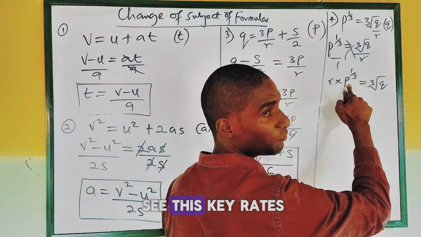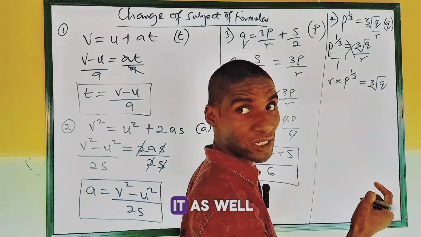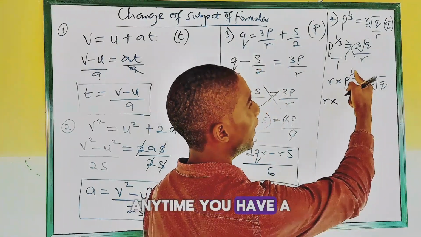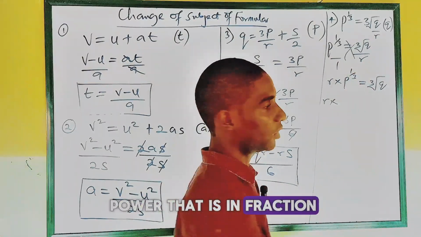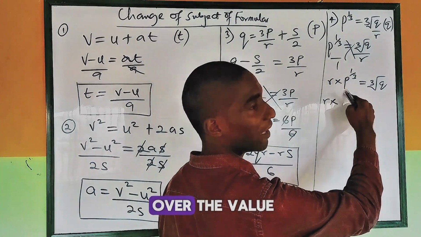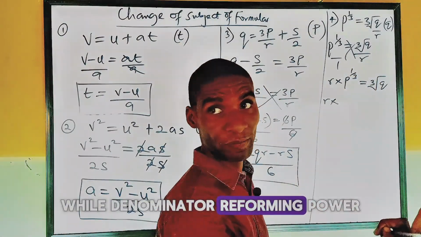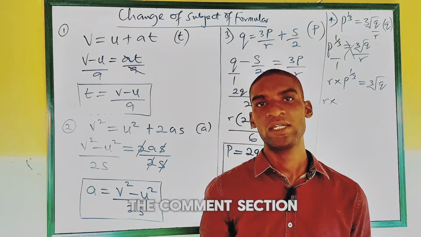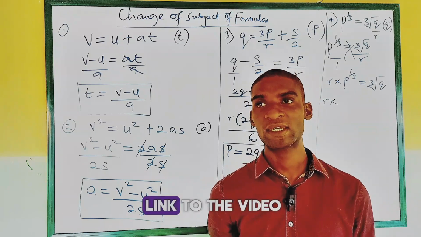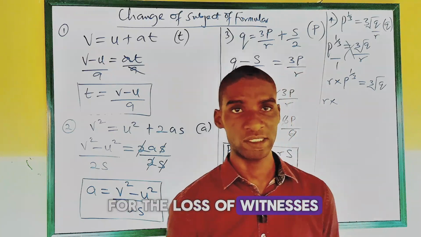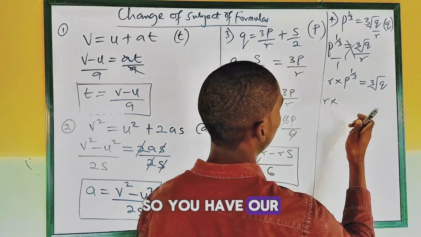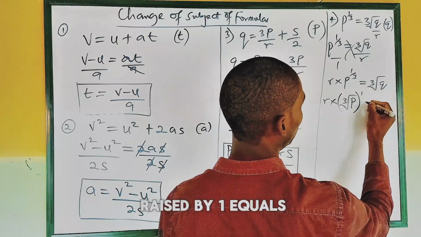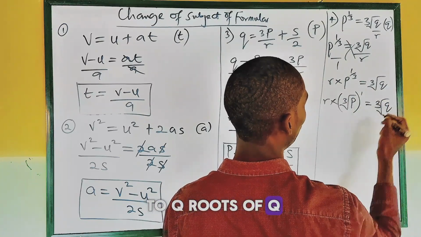But before we proceed, this P raised to power 1 over 3, we have to resolve it as well. So that's going to be R times, according to the law of indices, anytime you have a power that is a fraction, the denominator will form a root over the value, while the numerator will form a power. If you have not seen the video on the laws of indices, you can just check the comment section. I have dropped a link to the video for the laws of indices so that you can check that out. So you have R times cube root of P all raised to power 1 equals cube root of Q.